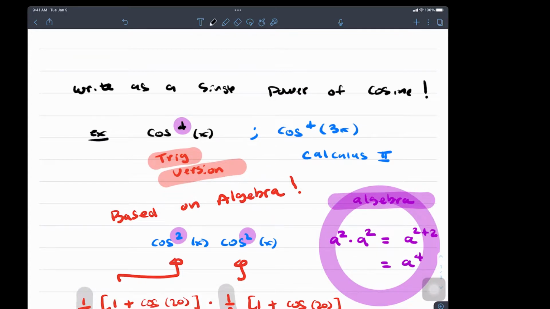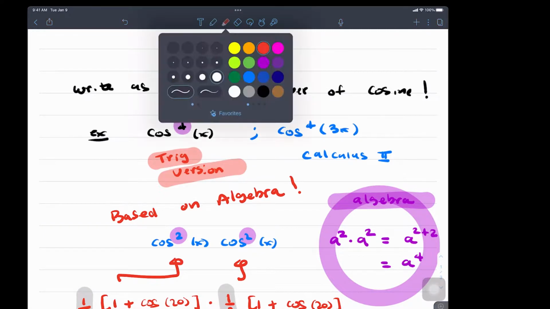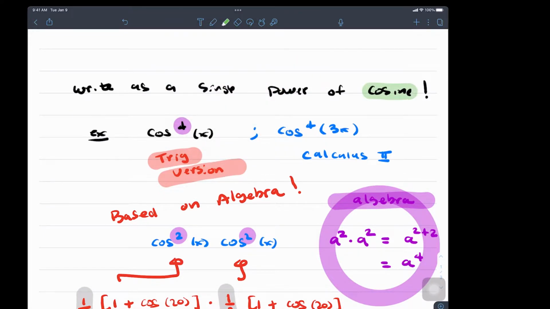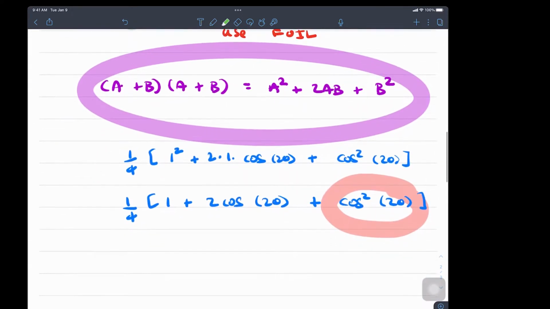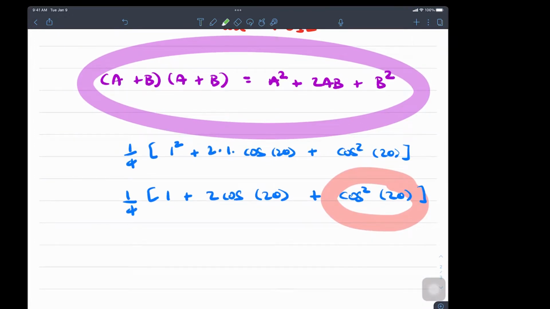And what you do is you use power reducing formulas. Now, when you say a single power of cosine, that's cosine to the first power. Okay, you guys with me on that? That's cosine to the first power. That's what they're saying. What do you guys notice over here, though? This is not cosine to the first power, is it? It's cosine squared. Is that right?